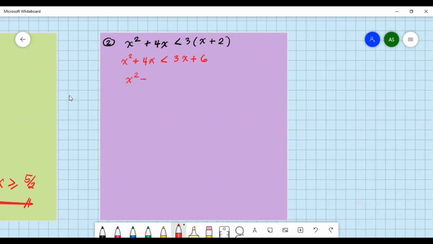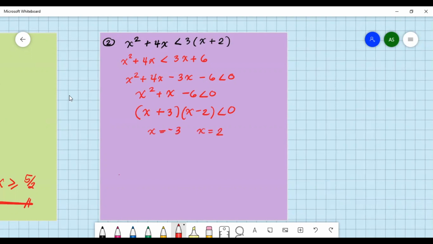So we are going to transfer all the terms to the left side. That will give us x squared plus 4x minus 3x minus 6 is less than 0. So this will become x squared plus x minus 6 is less than 0. And of course, this is factorable as (x + 3)(x - 2) is less than 0. So that means the roots of your quadratic are x equals -3 and x equals positive 2. So your graph will pass through negative 3 and positive 2.